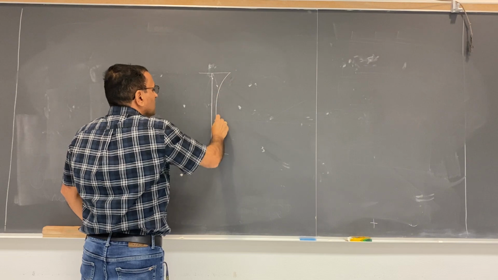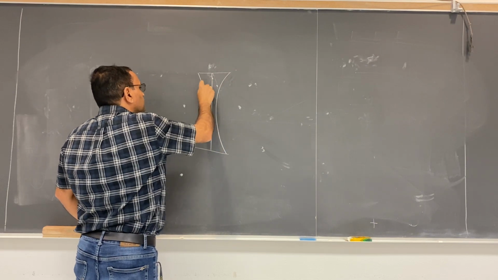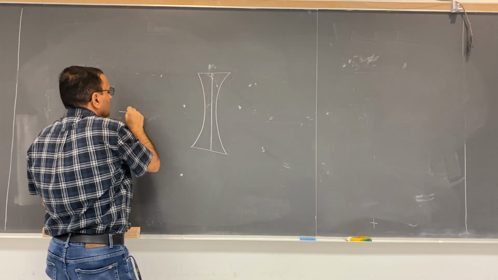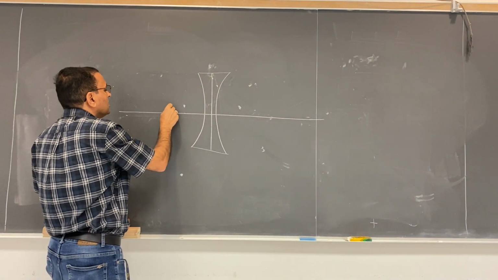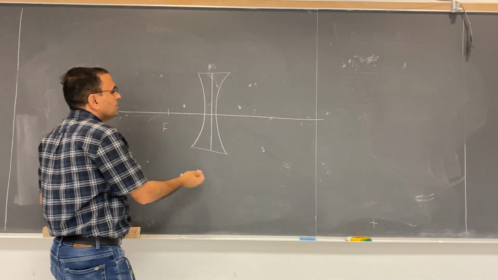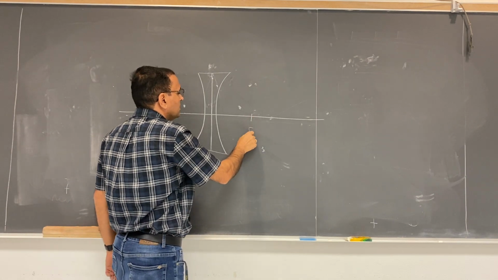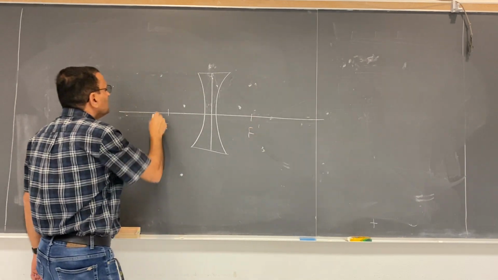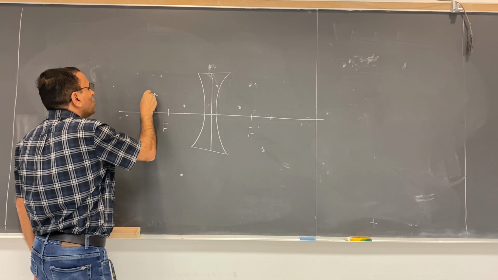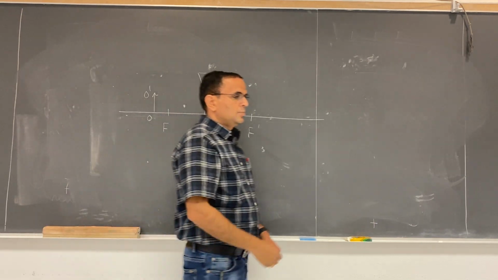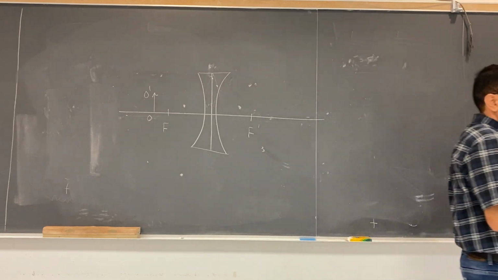This is your concave lens. This is the principal axis. There is a focal point F, and there is another focal point F prime. So if you keep the object here, this is O prime. How do you draw the ray diagram then?